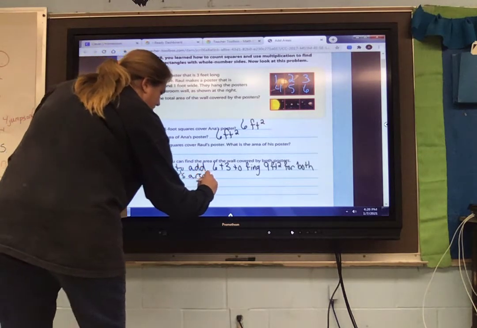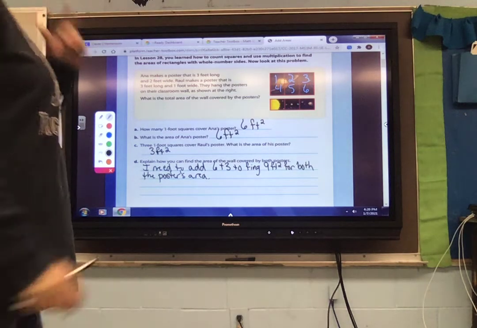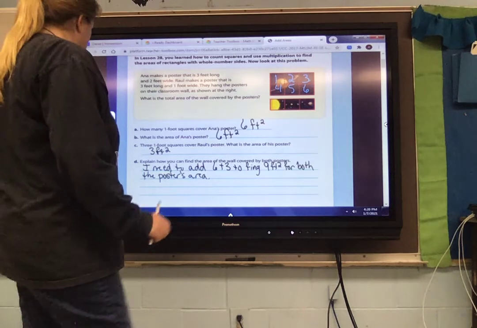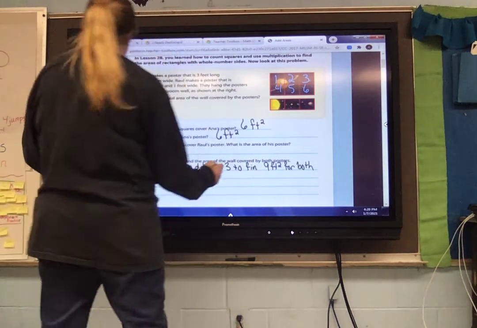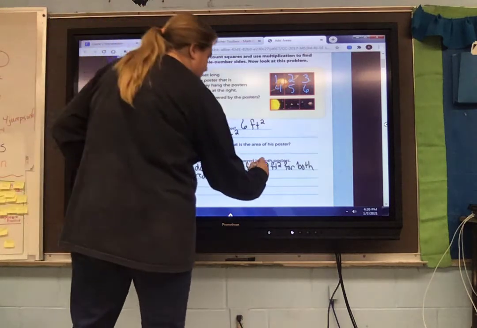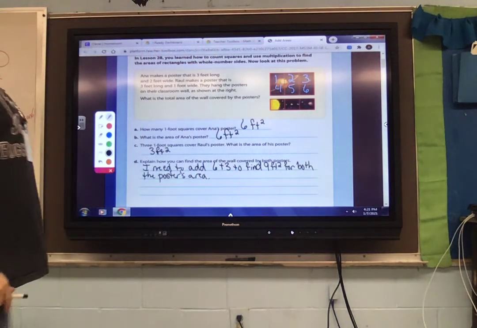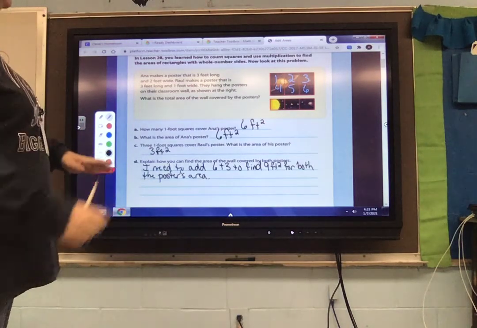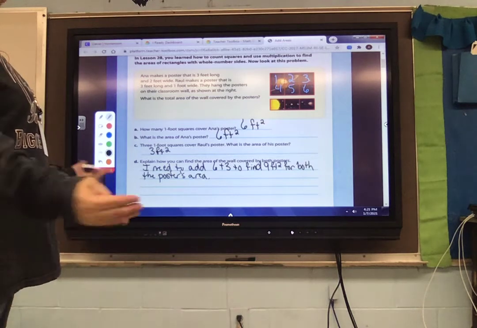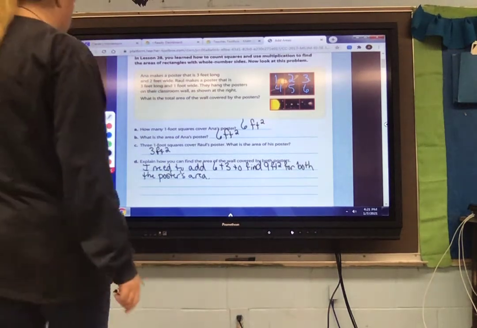Let's see if I like that. I need to add 6 plus 3 to, oh my goodness gracious, let's fix that. Got fast, didn't I? To find 9 feet squared for both the posters area. So we want to put both posters together in order to get the area that they both cover. That word both is a pretty good clue word to let us know to do addition.